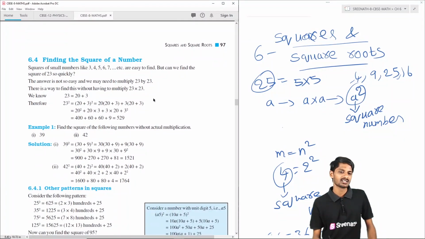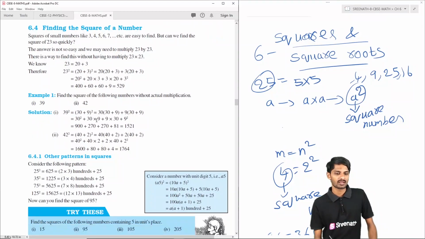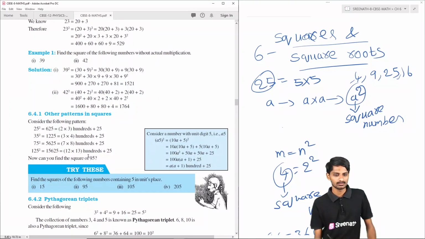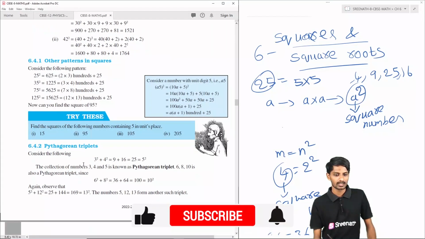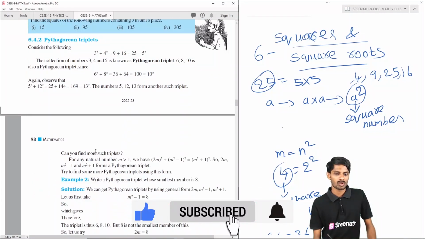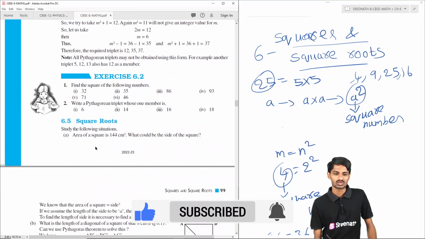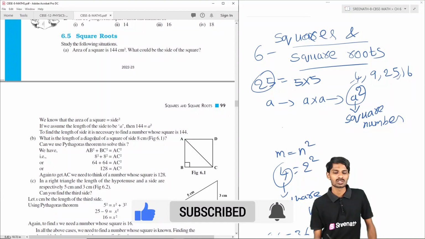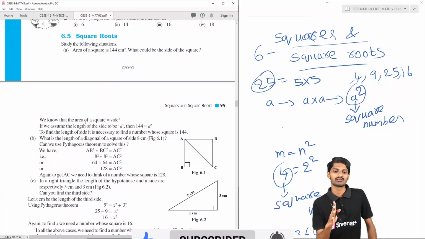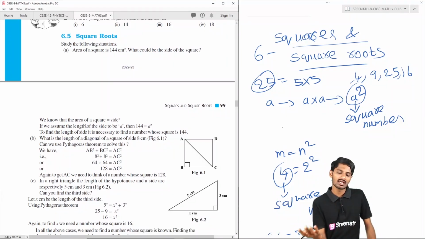And after that, how to find the square of a number? There is a pattern we have followed. And Pythagorean triplets, we know about all those things also. We solved some problems. Next, square roots. Subtraction is the inverse of addition. Like that, square root is the inverse of square number.